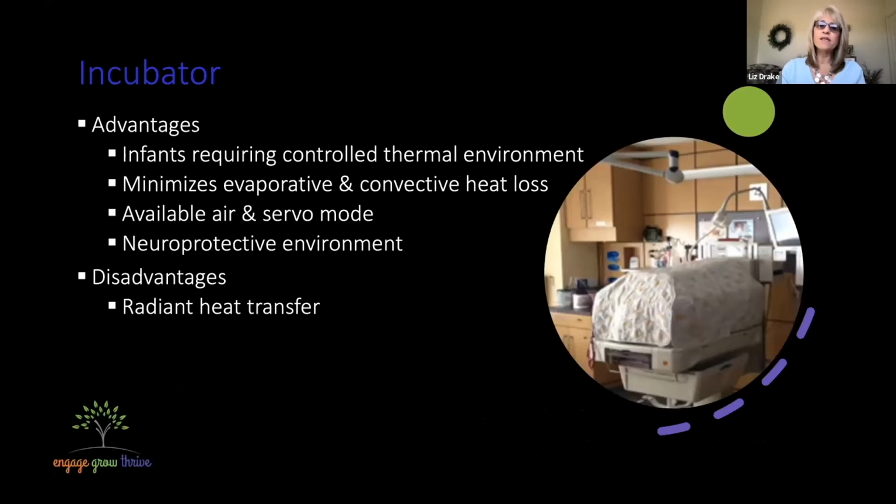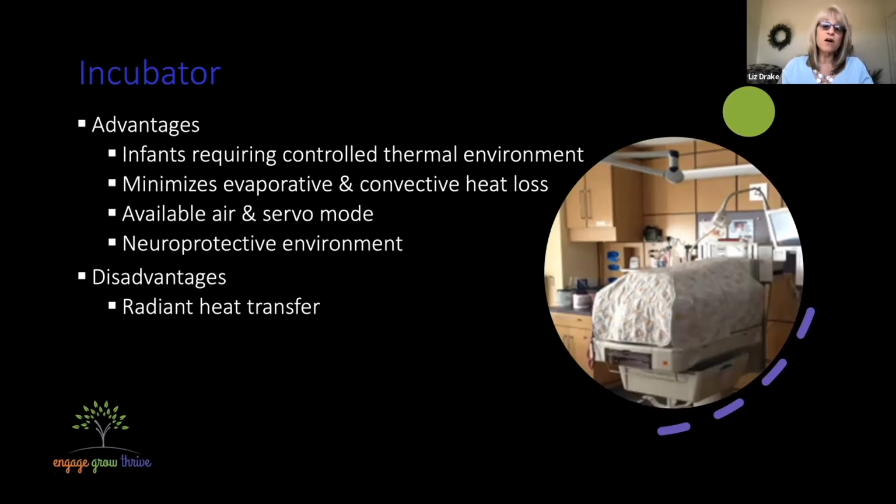So I'm going to focus most of our practices here in incubator care, and I'm not going to touch too much on warmer. So the advantages of an incubator are infants requiring a controlled neutral environment, especially if we don't go in and out a lot. It minimizes evaporative and convective losses. It's available in air and servo mode, and it's a neuroprotective environment, and these small babies need that.